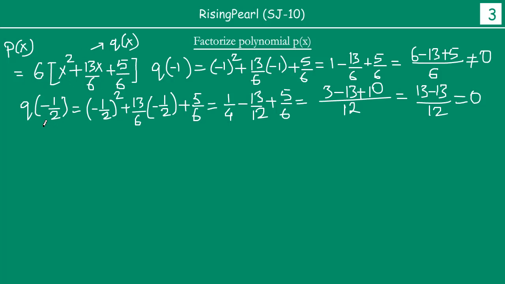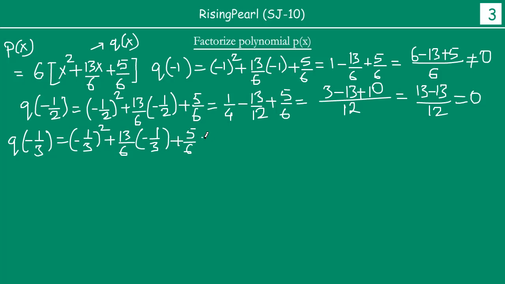Now चलिए we have to find out our second factor. Now next we will try q -1 by 3. So you have -1 by 3 square plus 13 by 6 times -1 by 3 plus 5 by 6. So -1 by 3 times -1 by 3 is 1 by 9 minus 13 ones are 13. Now 6 3s are 18 plus 5 by 6.